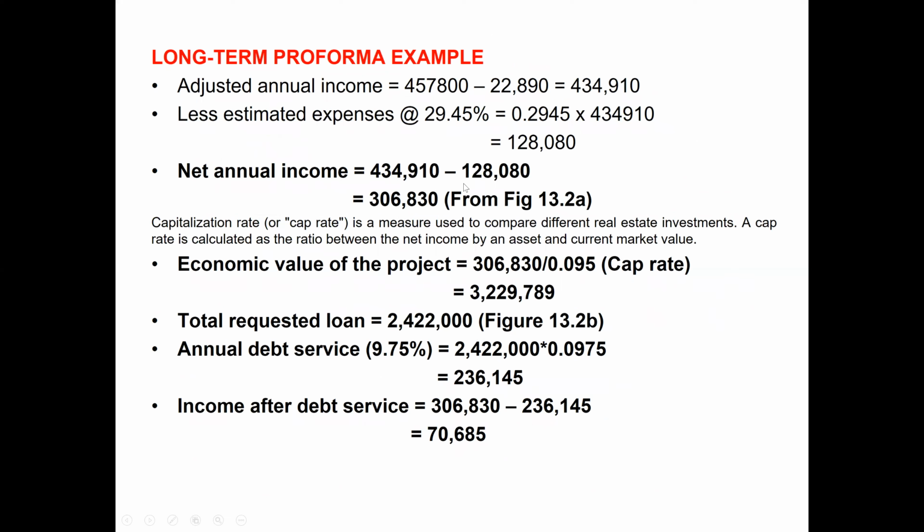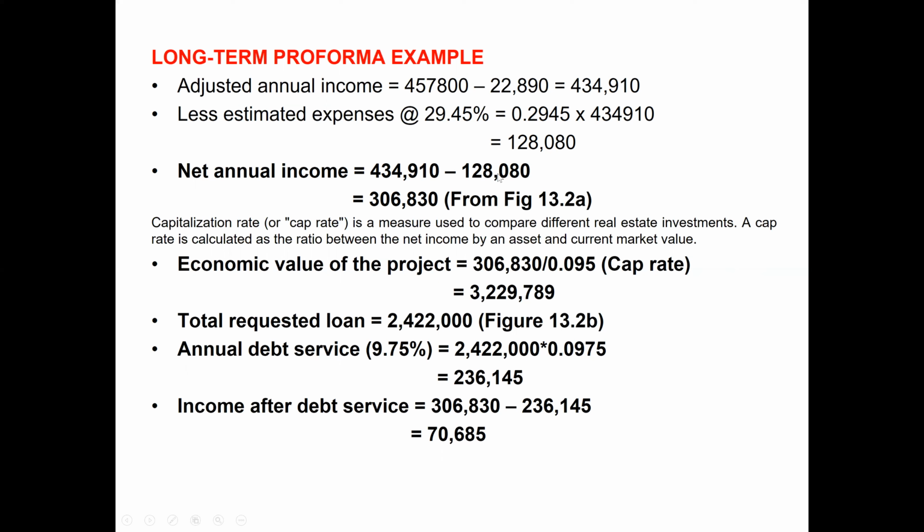So the adjusted income we have seen is 434,910. And then less estimated expenses. The estimated expenses are 29.45%, like paying off salary, who is managing this apartment, or cleaning, or other charges. So it's 128,080.